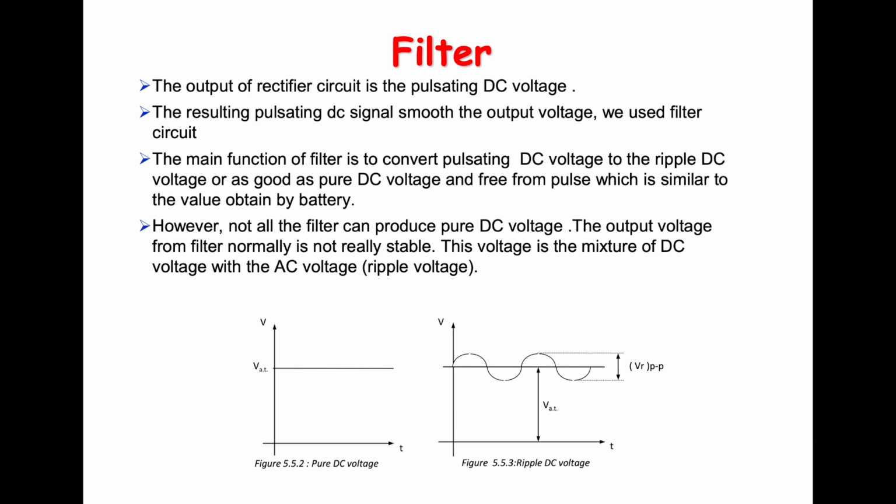However, not all filters can produce pure DC voltage. The output voltage from a filter normally is not really stable. The voltage is a mixture of DC voltage with an AC voltage, with ripple voltage here. So you can see from figure 5.5.2, there is a pure DC voltage, and for figure 5.5.3, this is actually a ripple DC voltage with some ripple here.